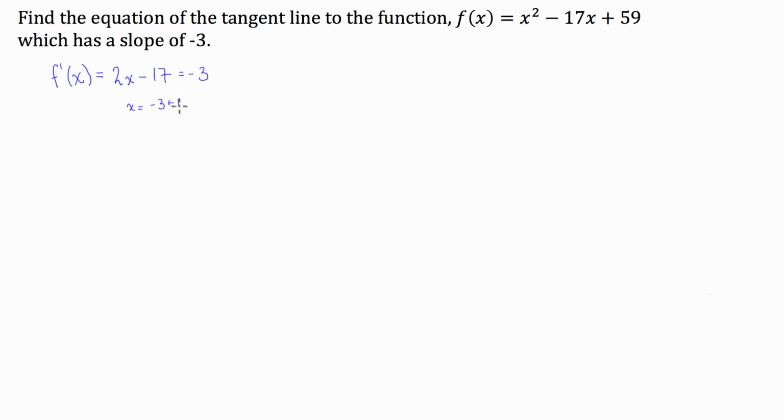So -3 plus 17 divided by 2. -3 plus 17 is 14, divided by 2 is 7. Cool. So now we have our x value.